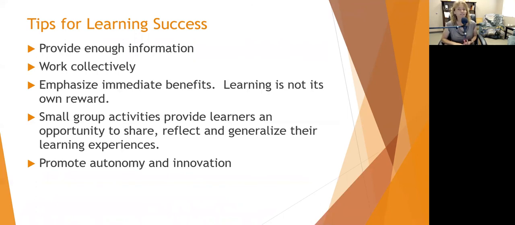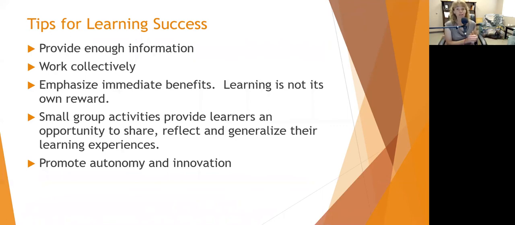Work collectively. So instead of just being there, doing your group and being the facilitator, ask questions. Emphasize the immediate benefits, because learning is often not its own reward. So why are you here? What are you going to get out of this? When I do groups, even when I do an assessment with a client, and in assessments, clients learn a lot about themselves.